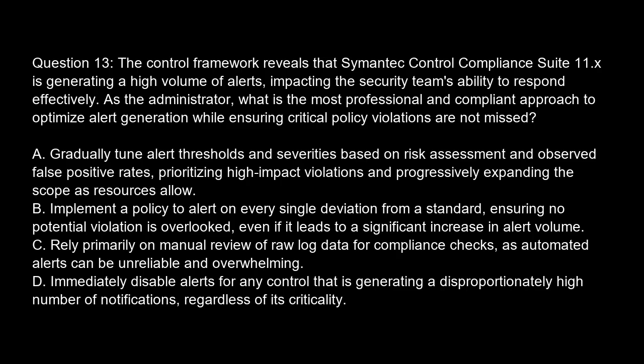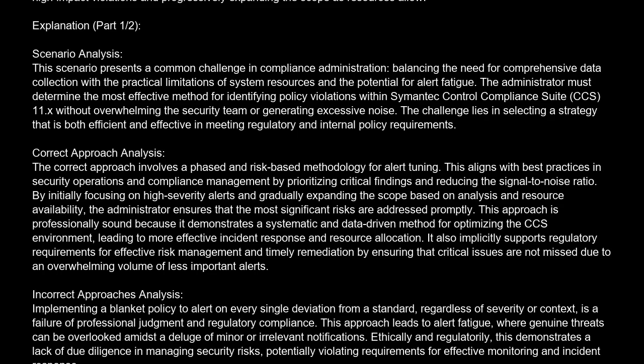Option C. Rely primarily on manual review of raw log data for compliance checks, as automated alerts can be unreliable and overwhelming. Option D. Immediately disable alerts for any control that is generating a disproportionately high number of notifications, regardless of its criticality. The correct answer is A. Gradually tune alert thresholds and severities based on risk assessment and observed false positive rates, prioritizing high-impact violations and progressively expanding the scope as resources allow.